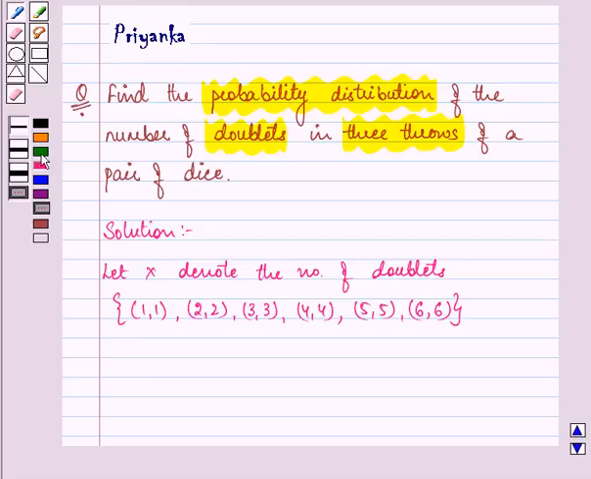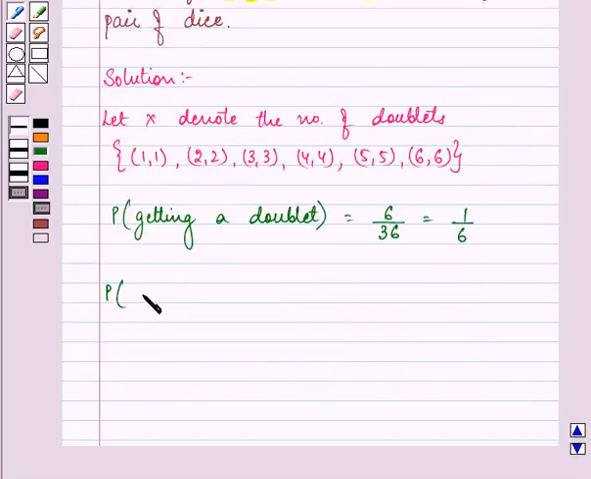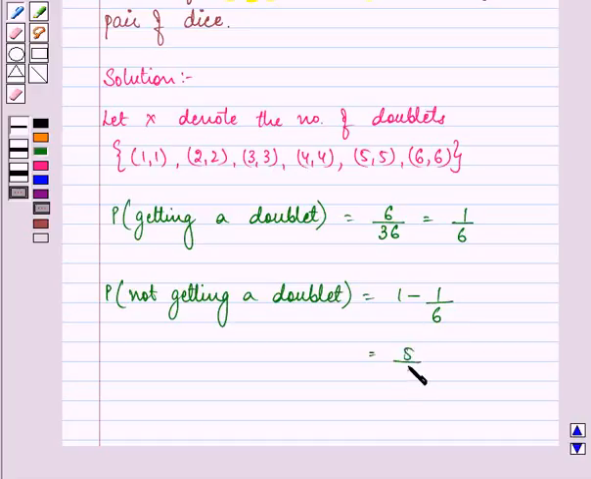So, probability of getting a doublet will be equal to 6 out of 36 times, that is equal to 1 by 6. So clearly, probability of not getting a doublet will be equal to 1 minus probability of getting a doublet, that is equal to 5 by 6.